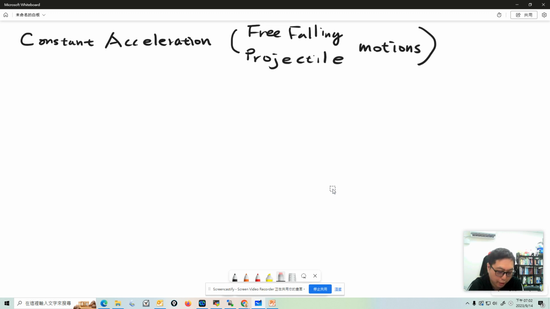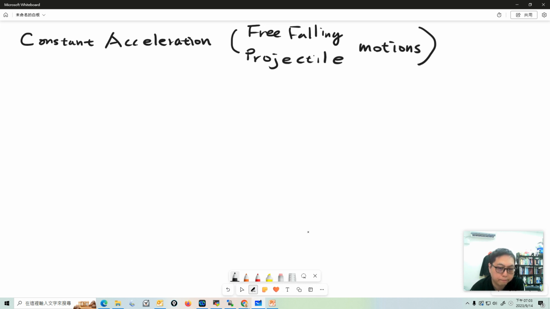So that's why we need to introduce constant acceleration. And this projectile motion and free falling motion, you will see in everyday life, so this is also a very useful calculation. Okay, so that's how we start. It's constant acceleration, right?